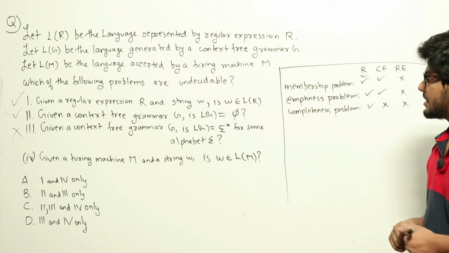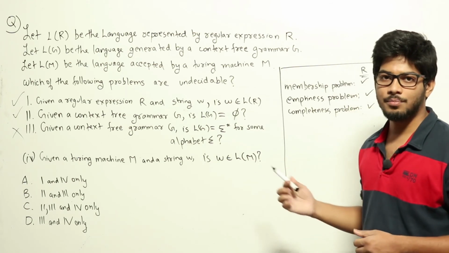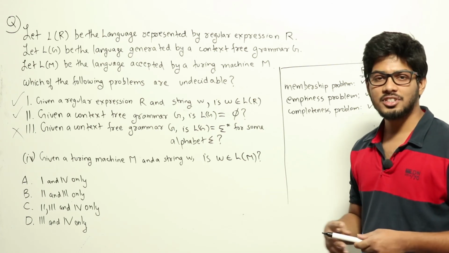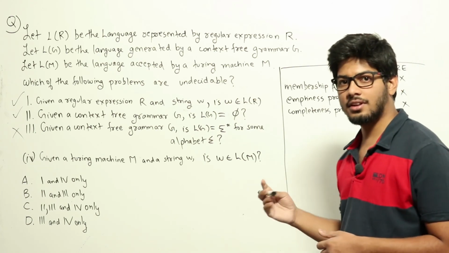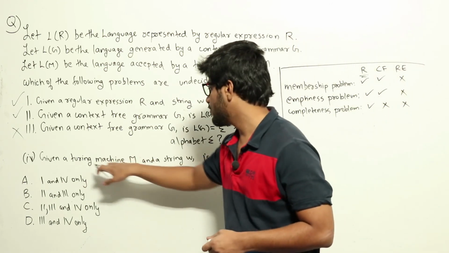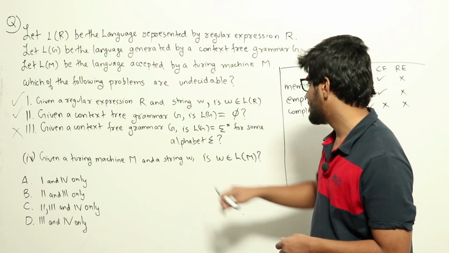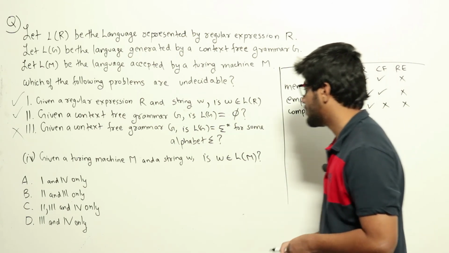4, given a Turing machine M and a string W, is W belonging to language of the Turing machine. Now this is membership problem. Membership problem for recursively enumerable languages is undecidable. They have just given a Turing machine M. That means a recursively enumerable language, and membership problem for that is undecidable.